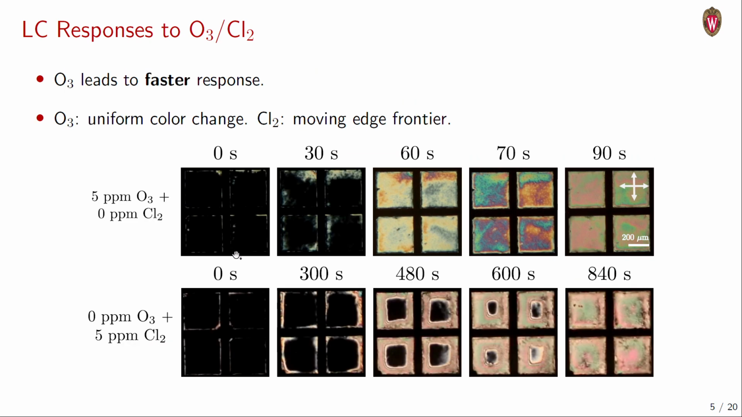Here we have the liquid crystal spatial temporal color response to pure ozone and pure chlorine. We can observe that ozone leads to a much faster response, that is, 30 seconds versus 300 seconds. Also, the ozone color response is more uniform, but the chlorine response has a moving edge frontier toward the center.